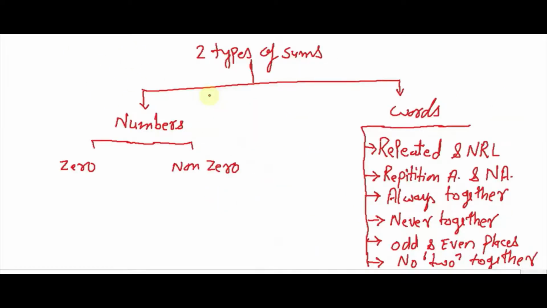Now let's go to the sums that you will face in permutation. There are 2 types of sums. First, where you deal with numbers, and second, where you deal with words. In numbers, there are 2 types, zero and non-zero. Zero is where 0 is included in the question. Non-zero is where zeros are not included in the question. In words, there are 6 types. First is repetition allowed and repetition not allowed. Second is repeated letters and not repeated. Third is always together. Fourth is never together. Fifth is odd and even places. Sixth is no two together. Now let's understand these types with the help of examples.